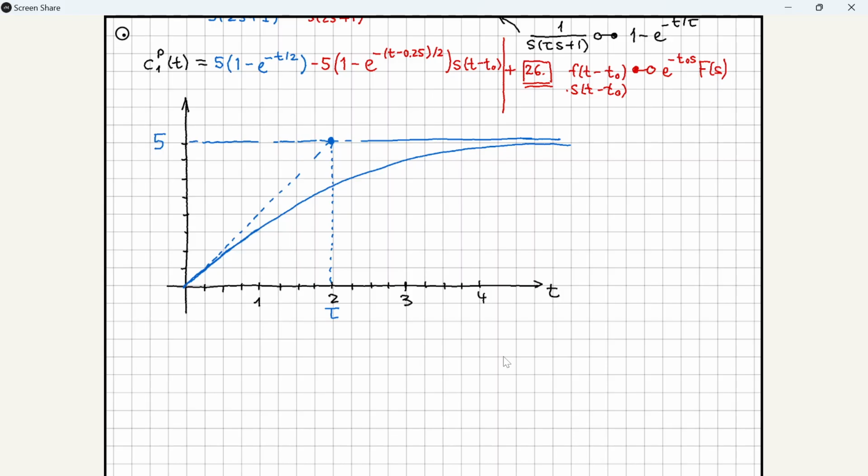Now, what is the red curve? Well, the red curve is simply the very same function, only shifted 0.25 minutes to the right. Okay, so I get exactly the same function, only shifted. It also starts later. So the s of t minus t0 ensures that nothing happens before the time of the delay. Before t0, nothing happens, so everything is 0.